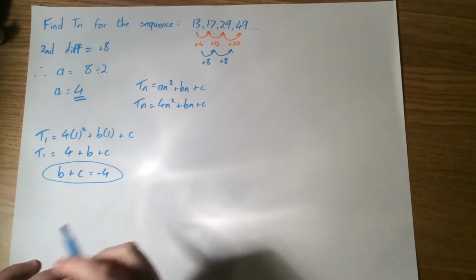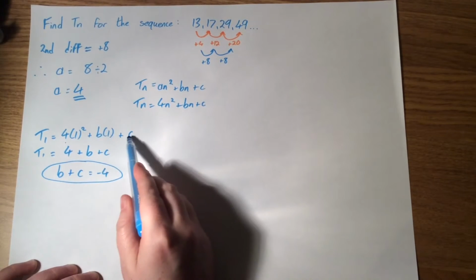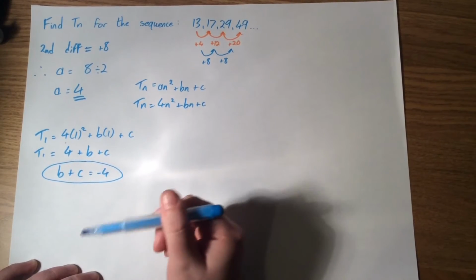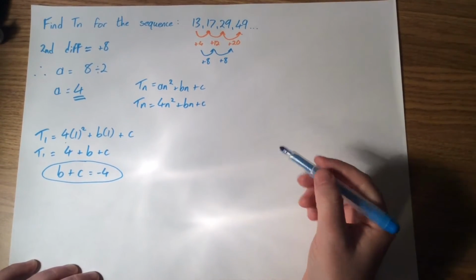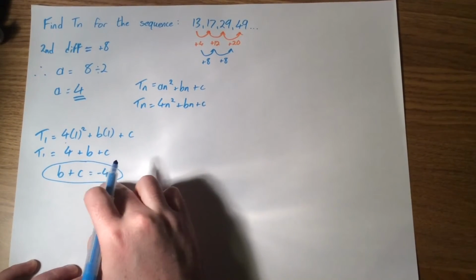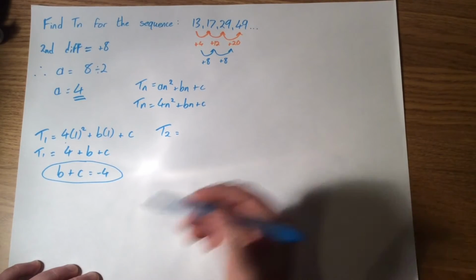Now, that's great that I have a, but I still haven't worked out what b or c is. So I'm going to have to do what's called a simultaneous equation. I'm going to take my t of 1, and I've gotten one equation out of it. So I'll go to t of 2, and I'll sub that in and get another equation.